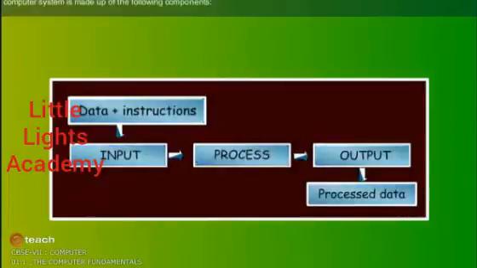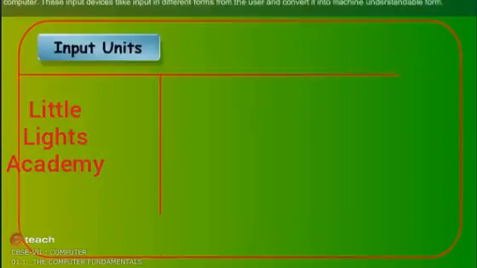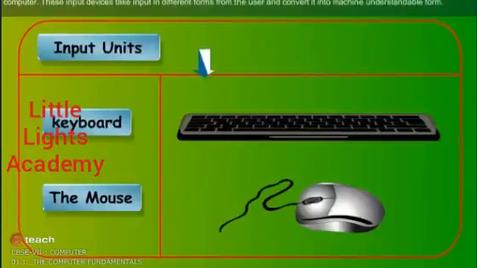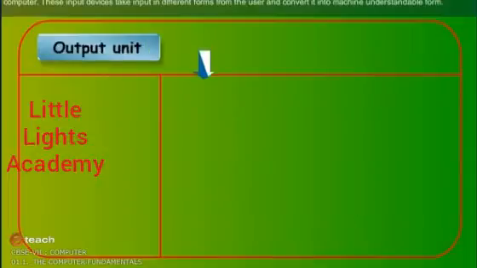We say the computer is a system because it is a group of integrated parts which work together to give the desired output. The computer system is made up of the following components: input unit, processing unit, output unit.